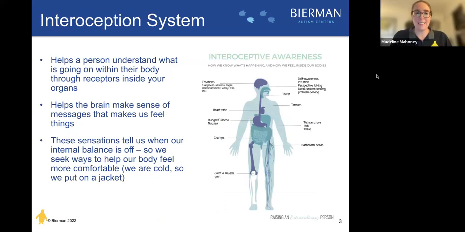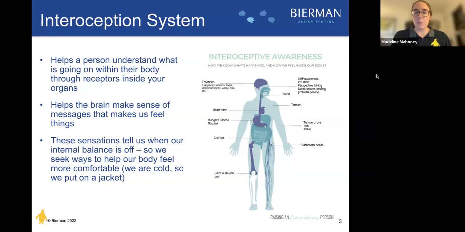Okay, we made it to our last sense, interoception. And this one can be a little tricky to understand, so I'm going to do my best, but please ask questions in the chat if anything pops up. So the interoception system just helps us understand what's going on within our bodies through the receptors inside of our organs. It kind of just helps us tell the brain what's going on inside of our body. You can refer to this picture here, and it breaks down different areas in your body that may send different signals to our brain so we understand what's happening.